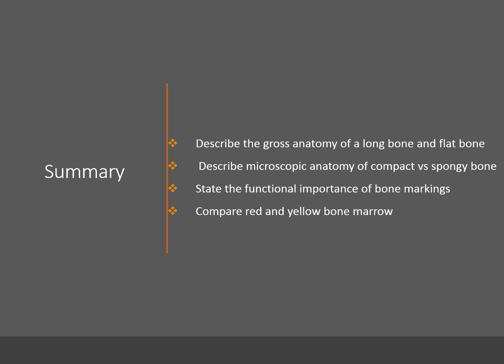We also talked about the microscopic anatomy or histology of your compact and spongy bone. We talked about structural differences between these two types of bone. Remember, compact bone has Haversian systems with lamellae, canaliculi, osteocytes, and central canals. You also had the Folkman canals in play. Spongy bone doesn't really have that.